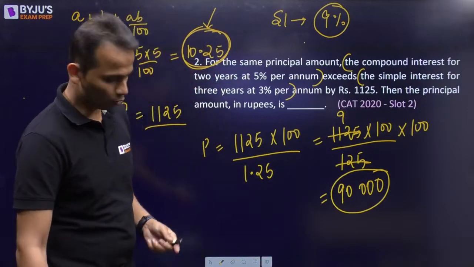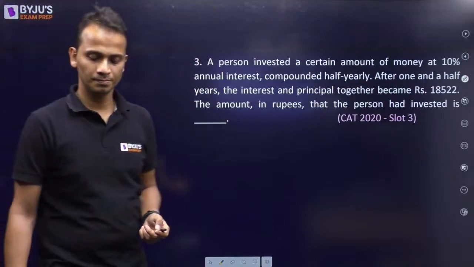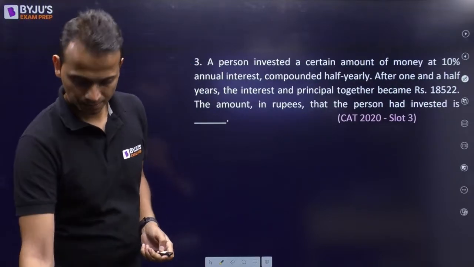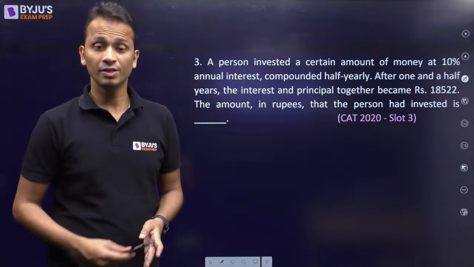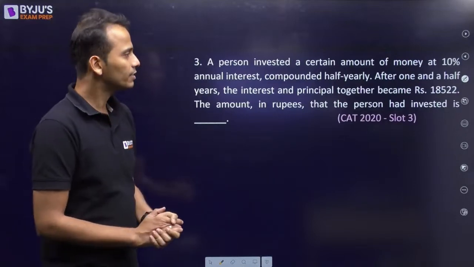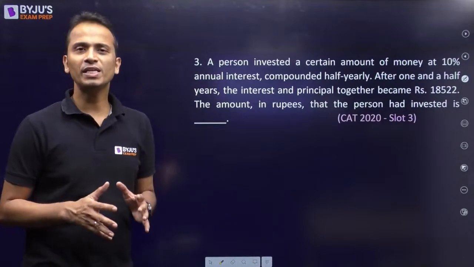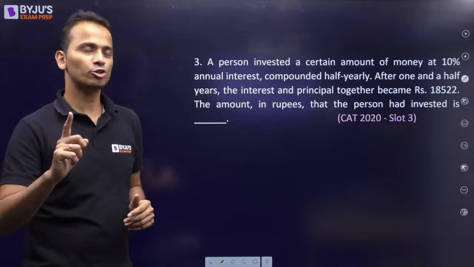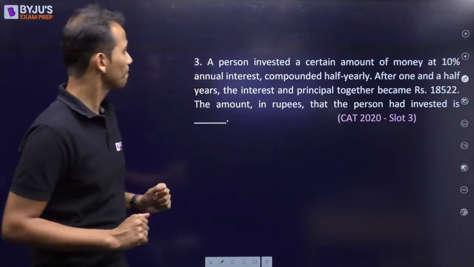Okay. Now let's move on to our next question. Question number 3. So Shivam and Vedant have given the correct answer for the previous question. Question number 3 on your screen. This is CAT 2020 slot number 3. So in CAT 2020, in all the 3 slots, at least one question of SICI has come, right?